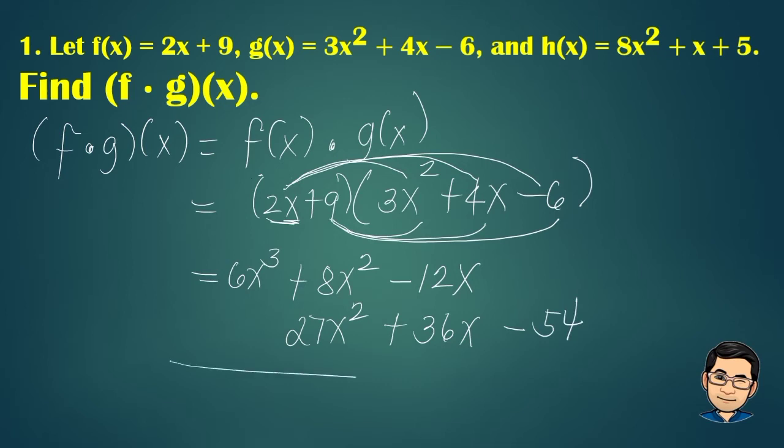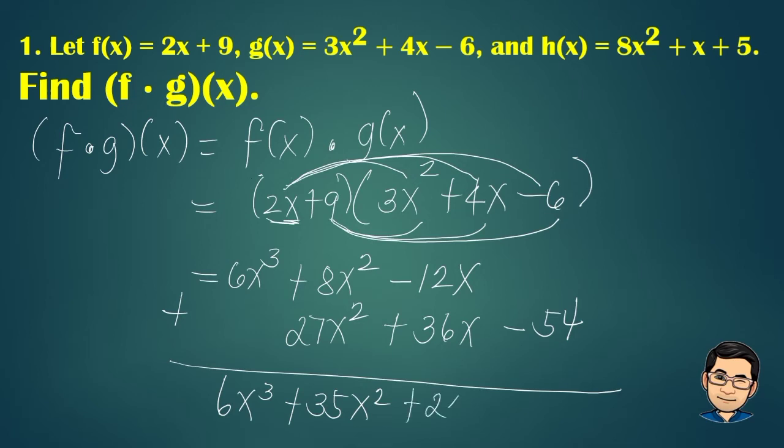And then, we add. So, bring down lang natin ang 6x cubed. And then, 8x squared plus 27x squared, that is 35x squared. And then, negative 12x plus 36x, that is 24x. And then, minus 54. So, this will be our final answer. Okay, next.